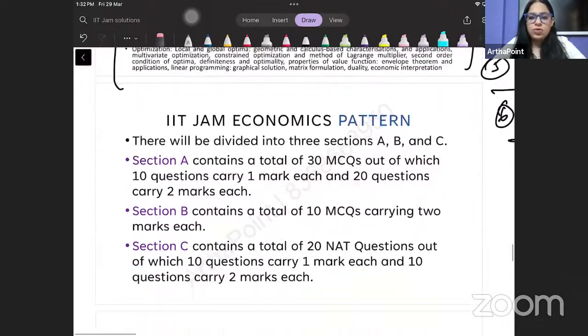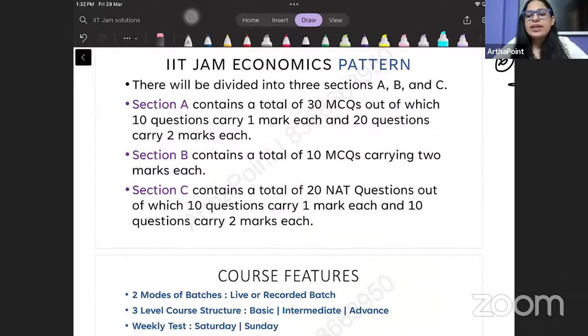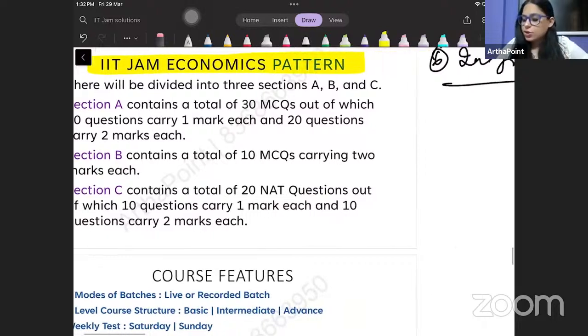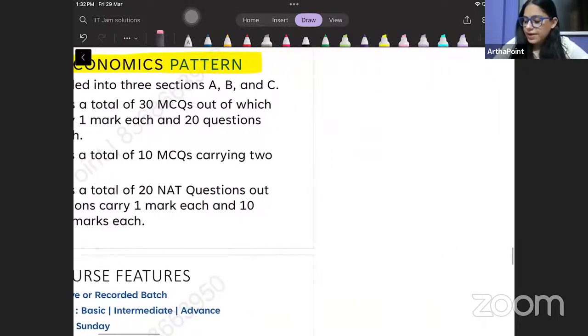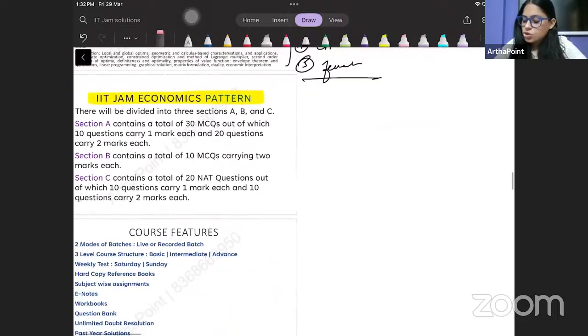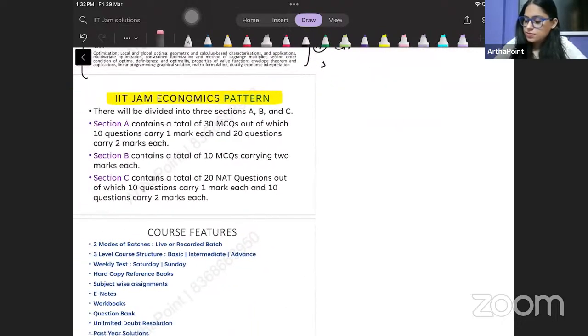Okay. Now, let me talk about the pattern of the IIT JAM Economics paper. क्या है pattern? किस तरीके का exam आता है? So it's a very simple pattern, beta. Try to understand. So there are three sections: Section A, B, and C. Three sections are part of the IIT JAM Economics paper.